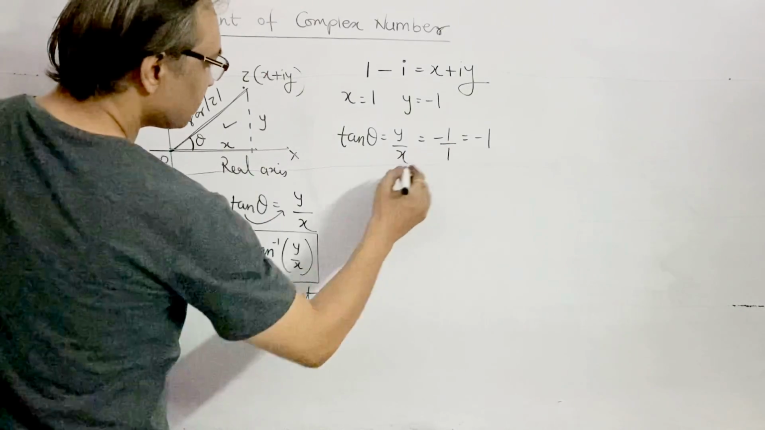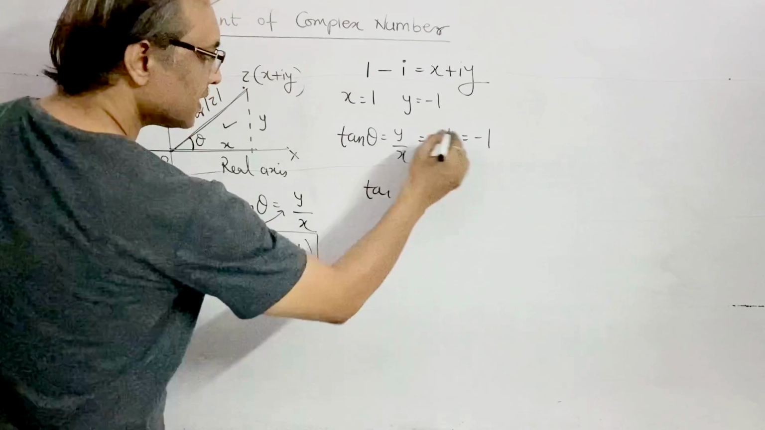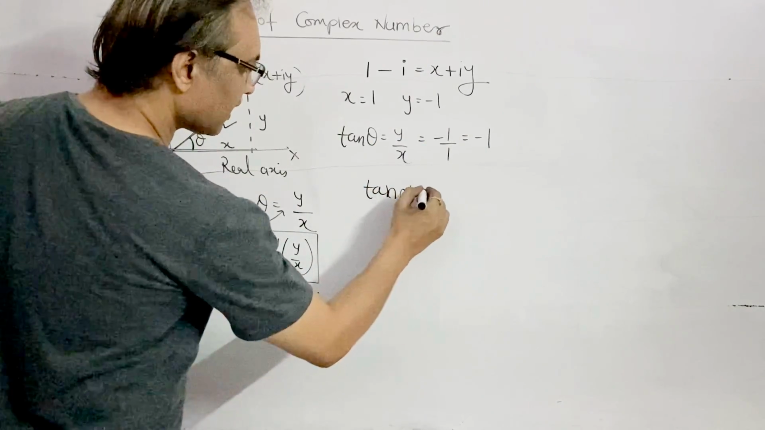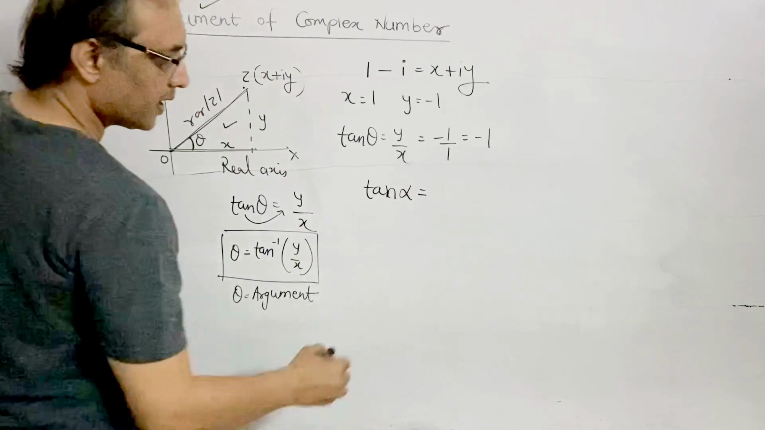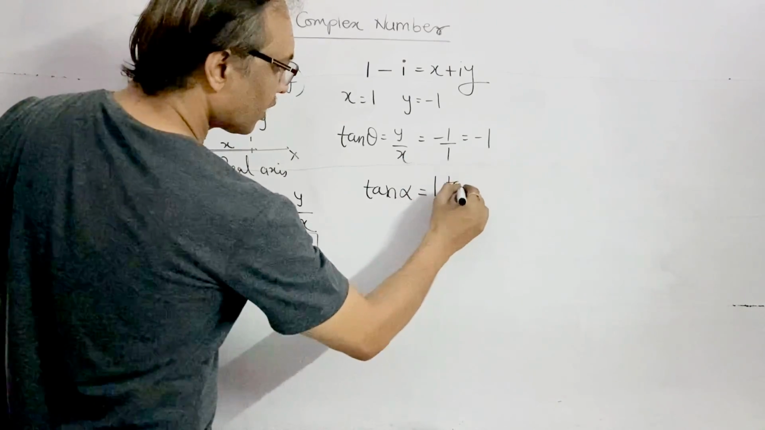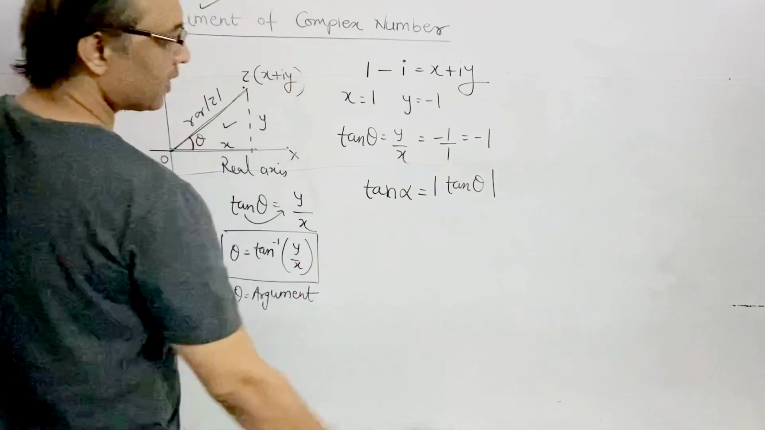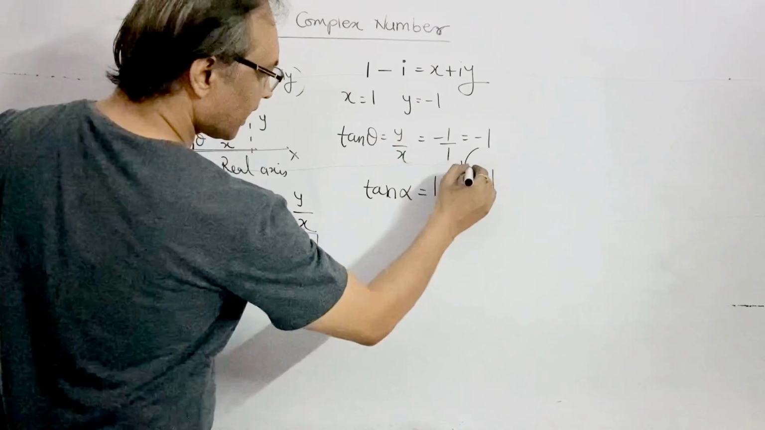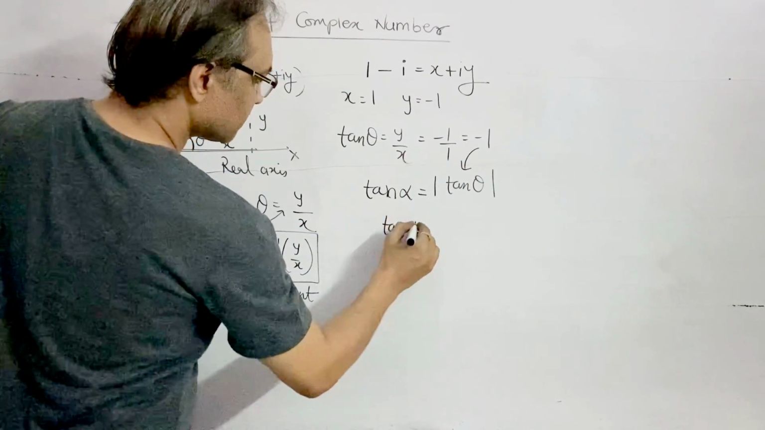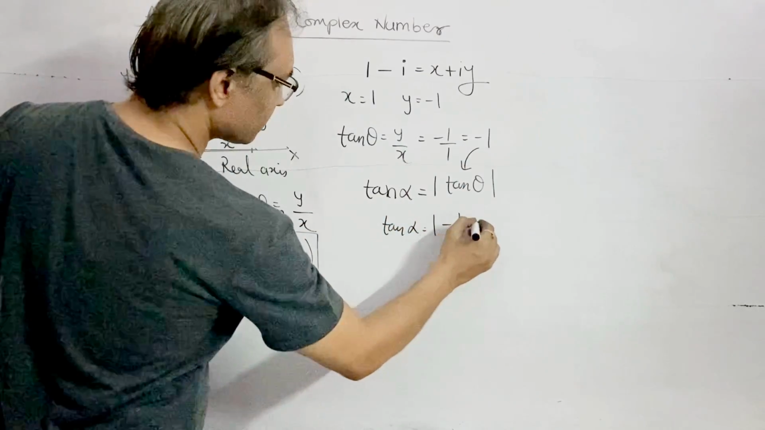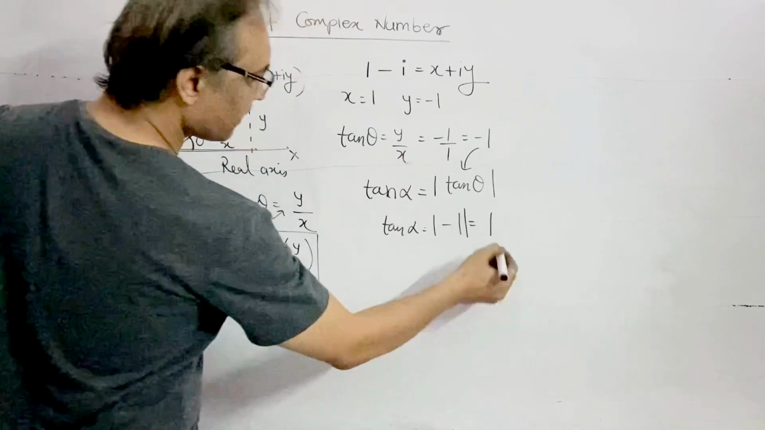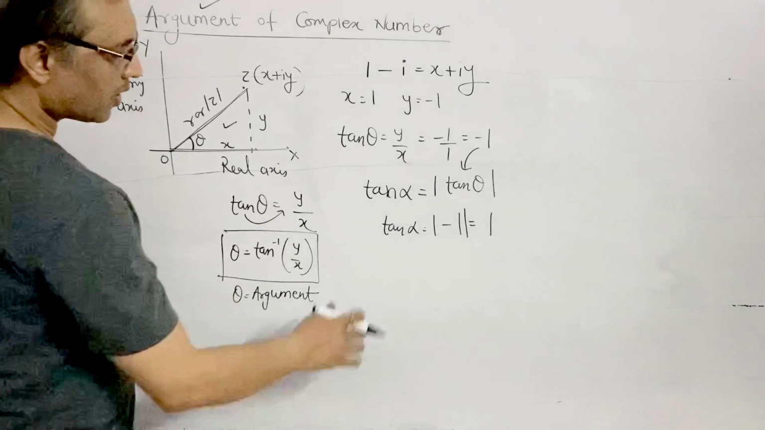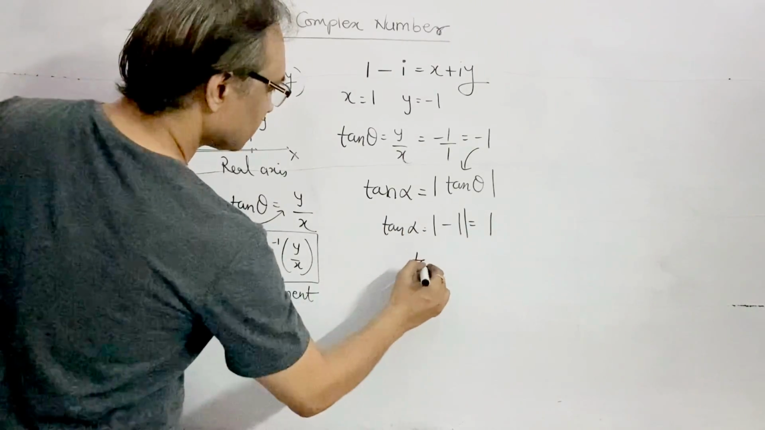Now, when tan theta is minus 1, whenever tan theta is negative, in such cases, we'll find tan alpha. Tan alpha is what? Tan alpha is mod of tan theta, absolute value of tan theta. Now in place of this tan theta, I will substitute minus 1. So tan alpha is mod of minus 1. Now mod of minus 1 is plus 1. You know, mod of a negative value is positive. So we've got the value of tan alpha is 1.